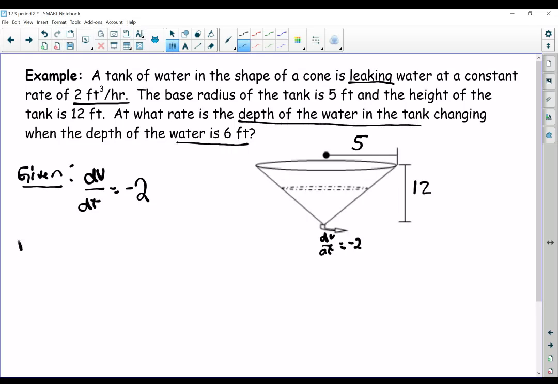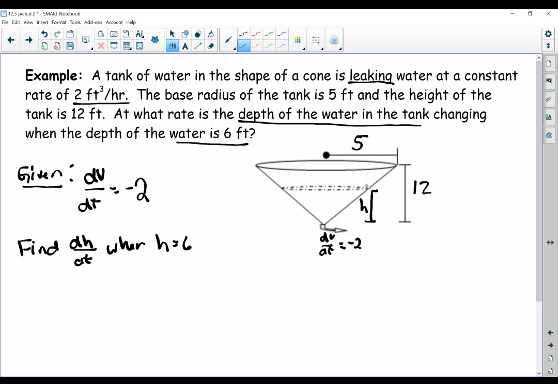So I'm trying to find the depth of the water. So let's figure out how the depth of the water is changing. I'm going to call it height for depth because I don't want to write dd. So I'm trying to find the rate of the height of the water when the depth of the water is 6. Notice that when I labeled the water, I did not label it with 6, as it's not always 6.